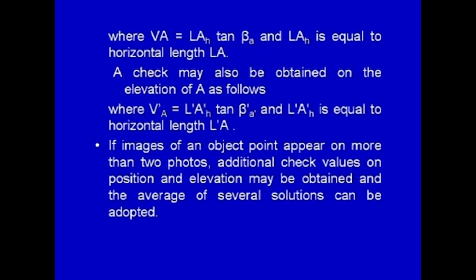If the images of an object point appear on more than 2 photos, additional check values on the position and elevation may be obtained and the average of several solutions can be adopted.